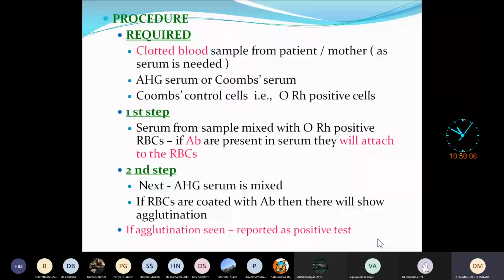That's why we take here the red blood cells of a person who has the O blood group. Understood here? Usually we do not take O negative, but we take the O positive red blood cells. In the first step, the serum of the sample where we want to identify the antibodies is mixed with the O blood group RBCs. Whatever antibodies are present in this serum will coat or attach on the surface of the RBC. Whenever these antibodies are attached on the surface of the RBC, we cannot see or detect it.